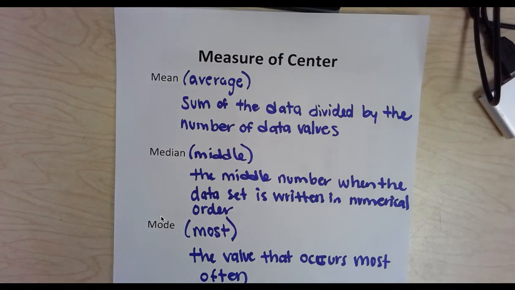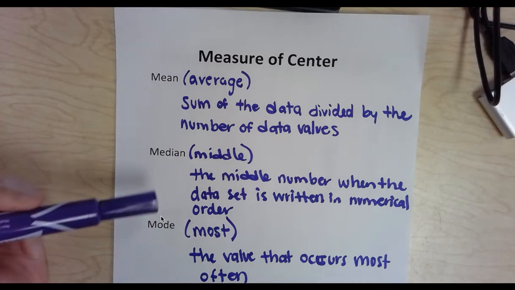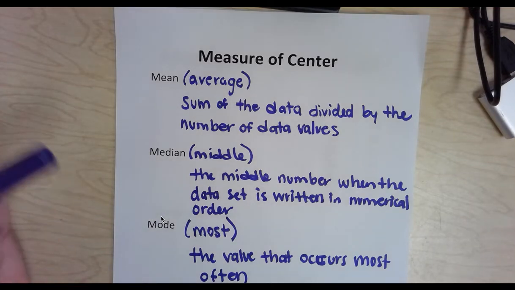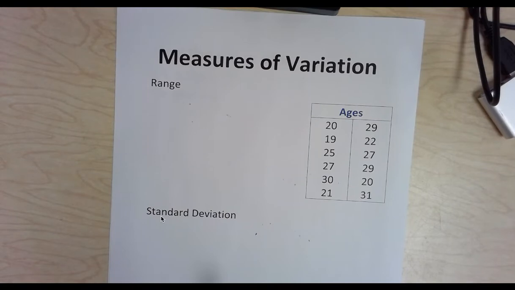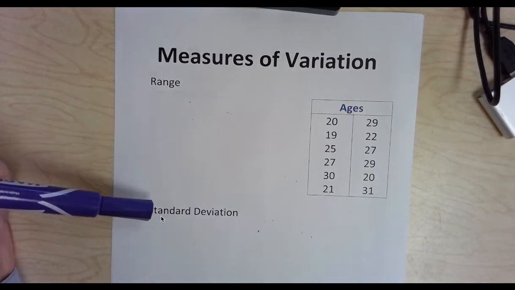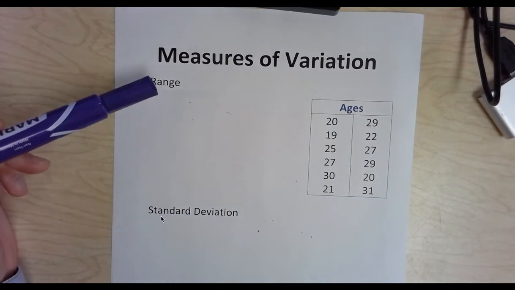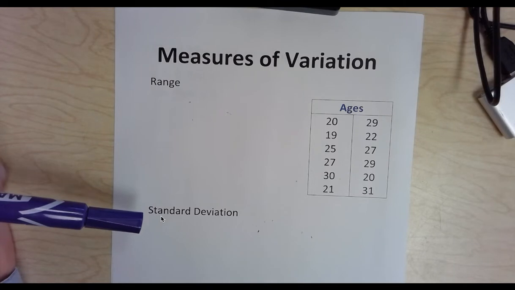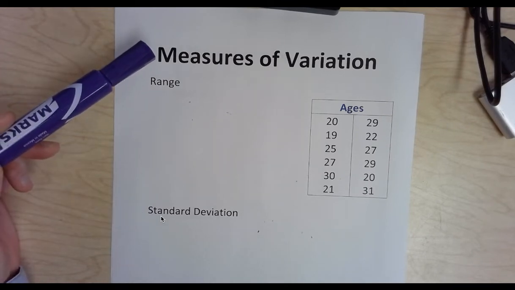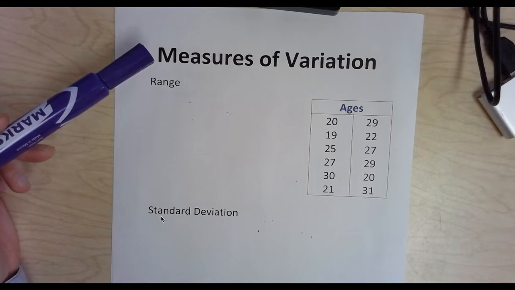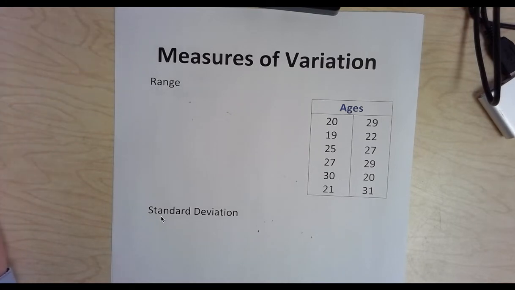Okay, so the three measures of center we looked at today were mean, median, and mode. They all try to accurately depict the center of a data set, all in different ways. Now we're going to look at two different measures of variation, range, and tomorrow we'll get into standard deviation. Measures of variation try to describe how the data is spread or how the data is distributed.